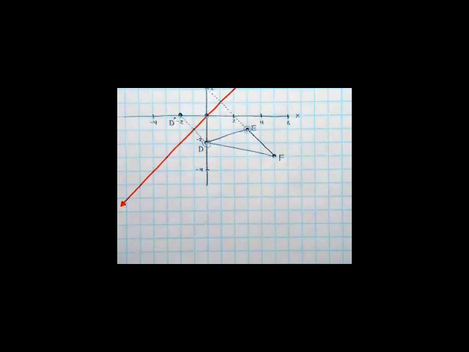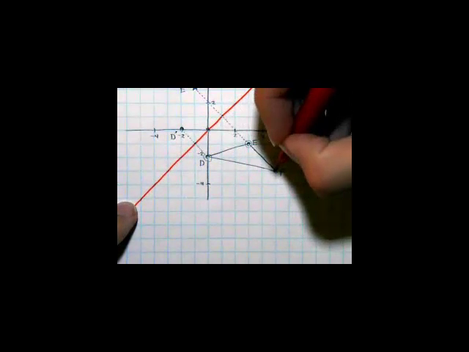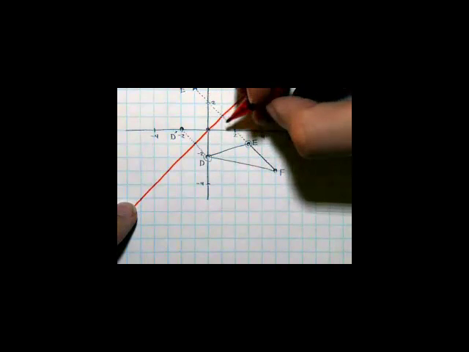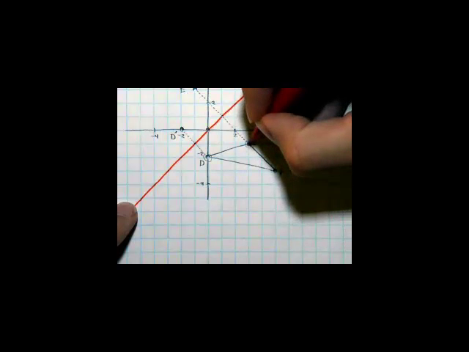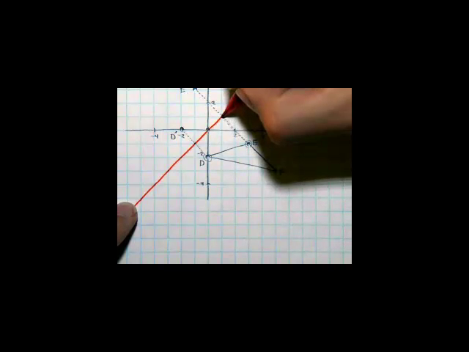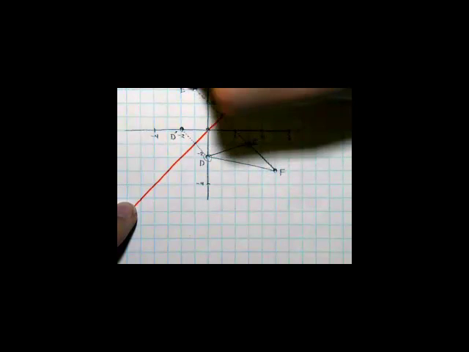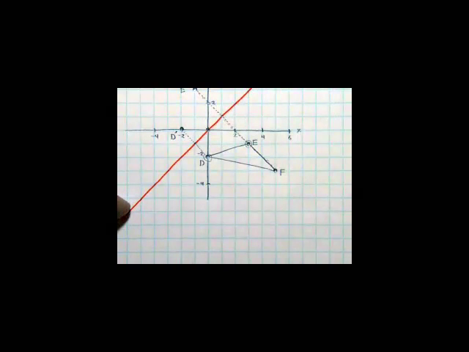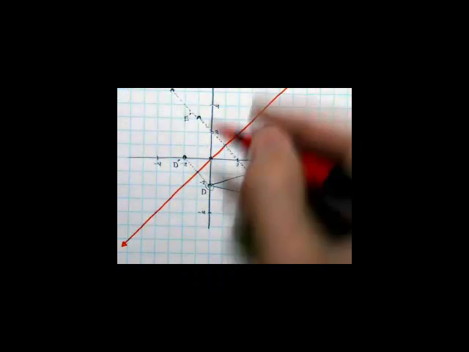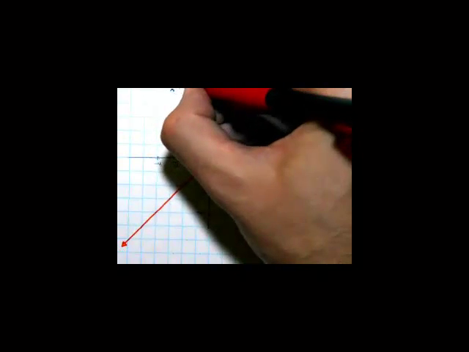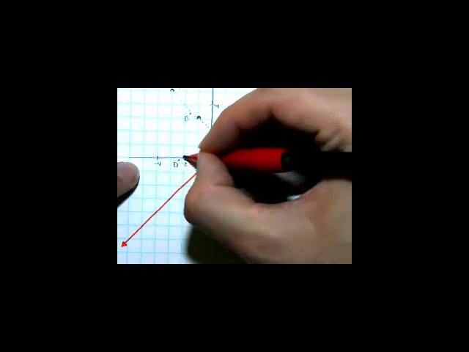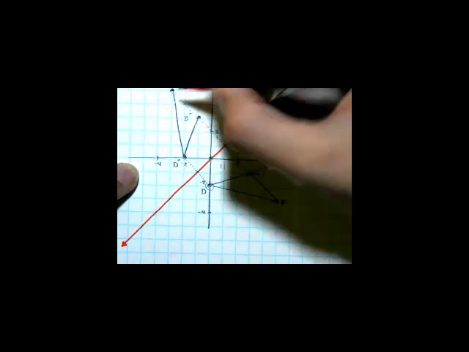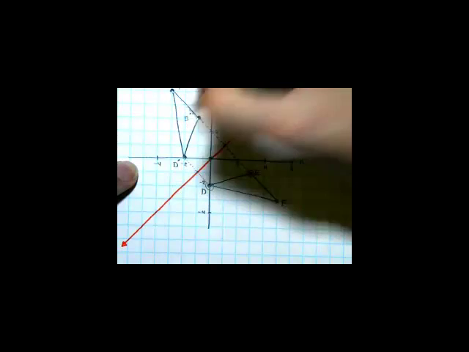And then F. So this one, I have to go 1. And I'm actually tracing the same line this time, right? 1, 2, 3, 4. So 1, 2, 3, 4. There it is. It's up there. It's not a translation. Nope. It is a reflection still.